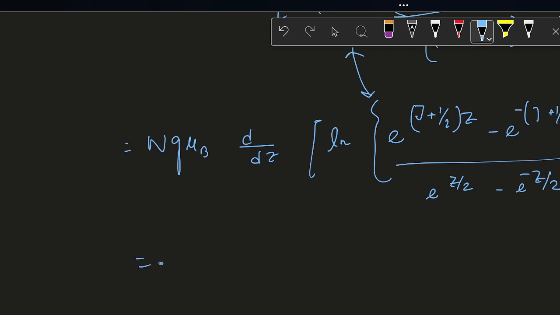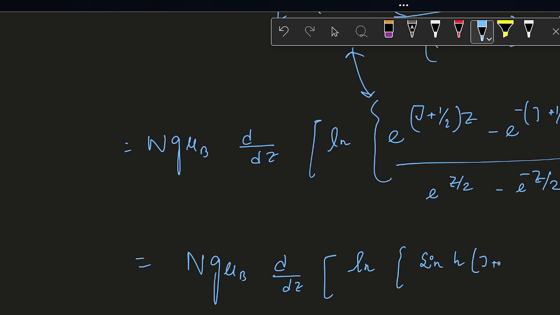And once that is done, you get the overall structure of the system, where this is a sine hyperbolic function, because this is e to the power x minus e to the power minus x. You know that it is sine hyperbolic of j plus half z, divided by this, which is sine hyperbolic of z by 2, right?